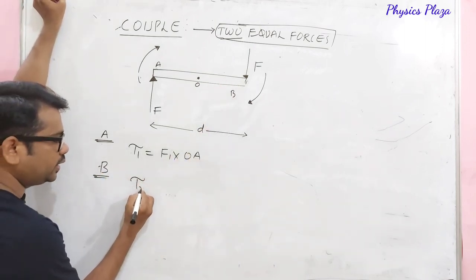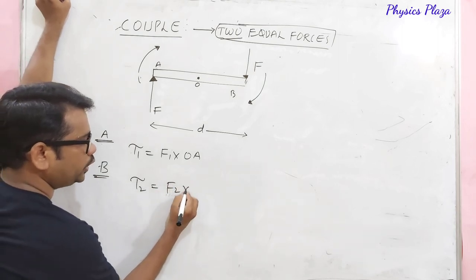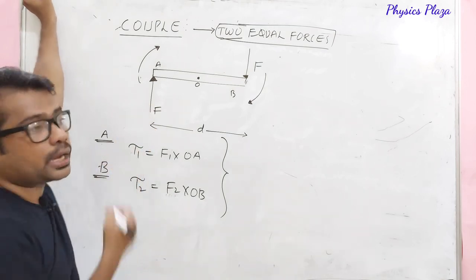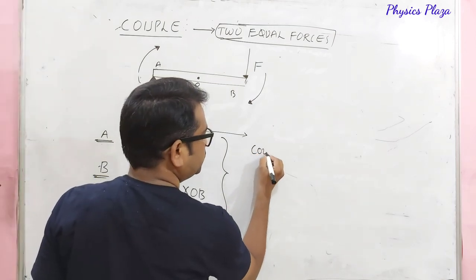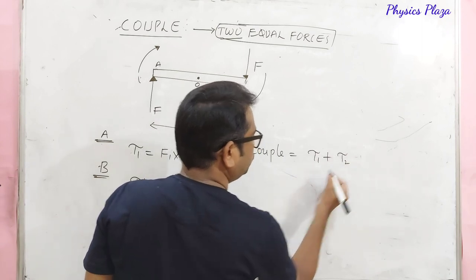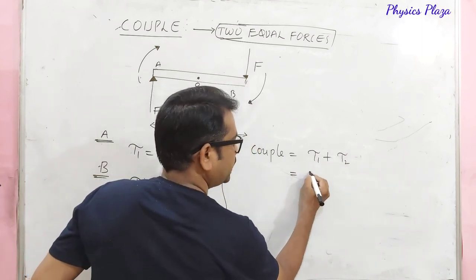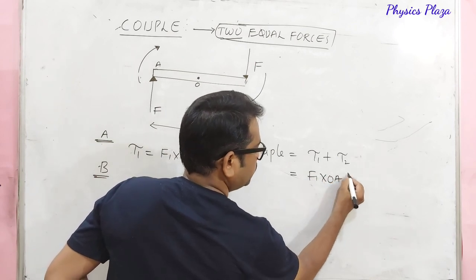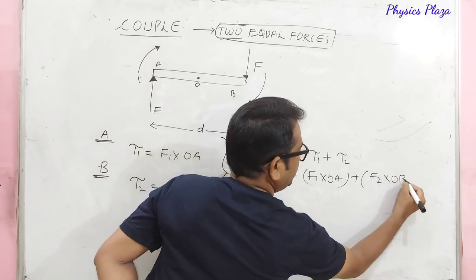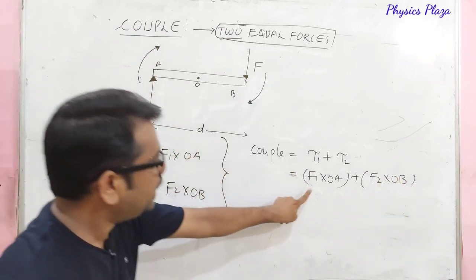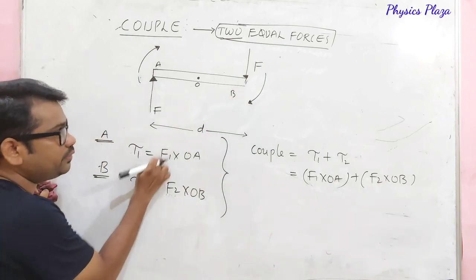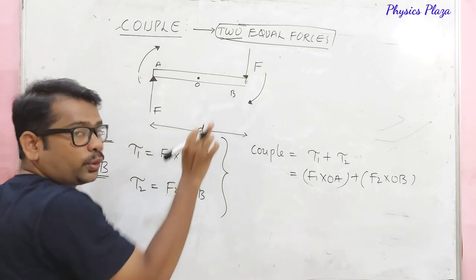The force acting at point B also produces a moment of force. How to calculate it? It will be F2 into OB. Then what is the total moment of force, that is, what is the couple? The couple can be calculated by tau 1 plus tau 2. Tau 1 is F1 into OA, plus tau 2 is F2 into OB. We know that F1 and F2 are both equal forces, so F1 will be F only and F2 will be F only. Don't get confused.